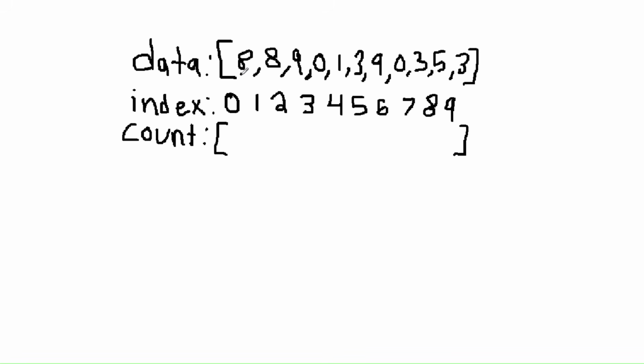As we iterate through this data set, each number is going to correspond with its index, and we're going to increment the count. So here we're at the number 8. Its count would be incremented to 1, 8 again, incremented to 2, and so on and so forth.